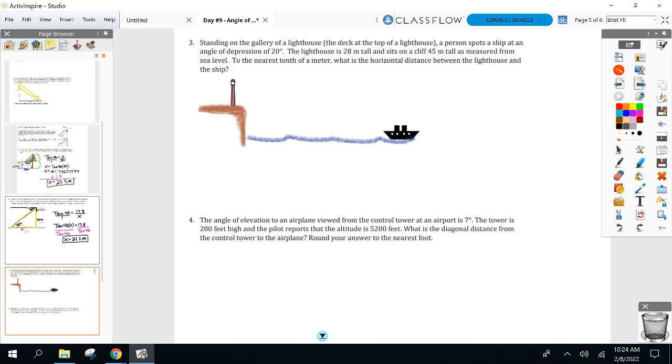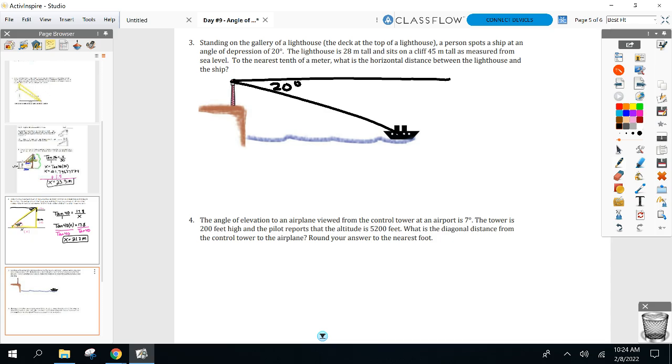So a person spots a ship, angle of depression is 20 from the top of the lighthouse. So how do we make this now? Ready? I always start, I was looking straight ahead, but then I saw the boat down below. And that angle I just formed, 20 degrees. Make sure you form it with the horizontal line.